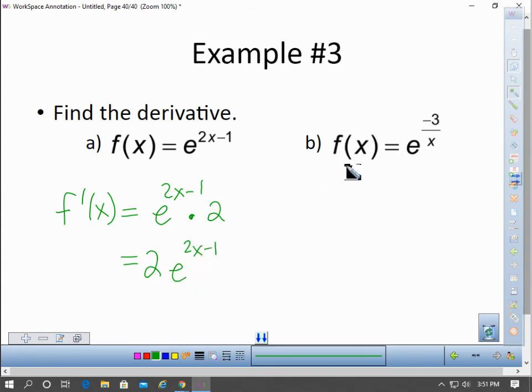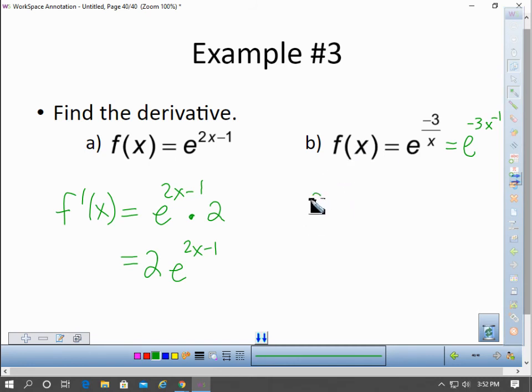Over here in part B, f of x is e to the negative 3 over x. What you might do here is rewrite this because you know you're going to take the derivative. So I might write this as negative 3 x to the negative 1. You're just bringing this x upstairs and making it x to the negative 1. So I'm just rewriting negative 3 over x as negative 3 x to the negative 1.